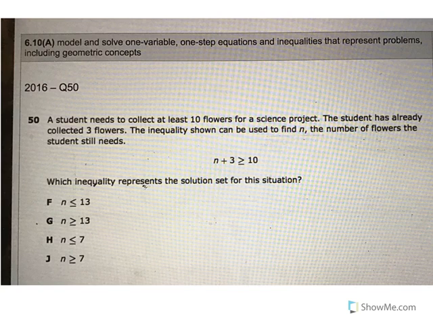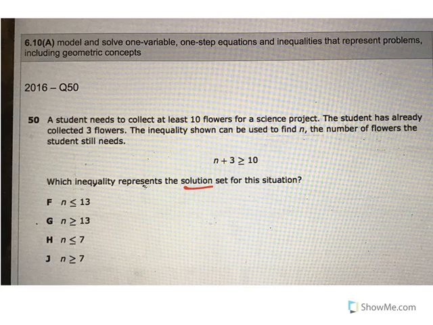Next problem. A student needs to collect at least 10 flowers for a science project. The student has already collected 3 flowers. The inequality shown can be used to find n, the number of flowers the student still needs. So we have the inequality n plus 3 is greater than or equal to 10. Which inequality represents the solution, which is the answer, set for this situation?